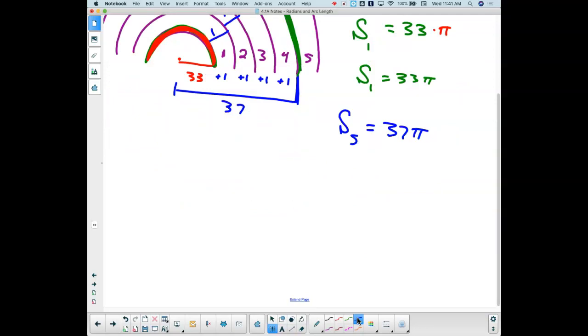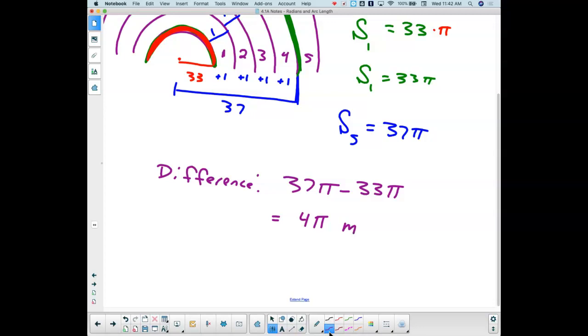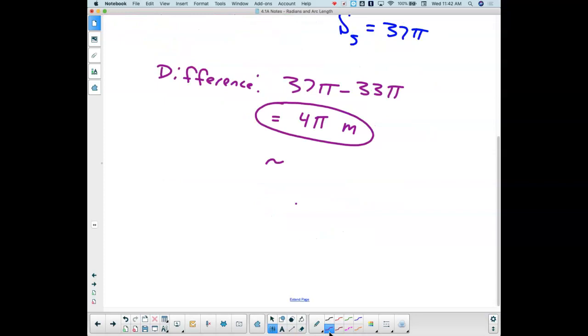So now what do I have to do with those two? How much longer is the inside of lane 5 than the inside of lane 1? I just got to find the difference. How do I find a difference? 37 pi minus 33 pi. That's pretty simple. I don't need a calculator for that. That's just 4 pi meters. If I want an approximation, I take out my handy-dandy calculator and hit 4 pi, and that gives me 12.57 meters.